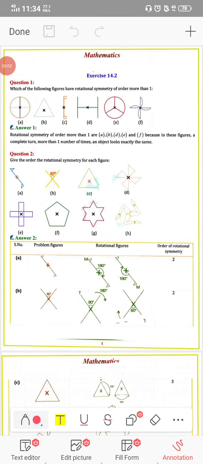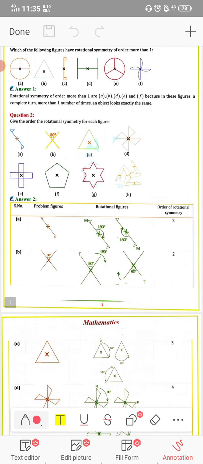Good morning everyone. This is exercise 14.2 and the first question is which of the following figures have rotational symmetry of order more than one. So as I told you, the rotational symmetry order we can find when a figure moves a complete turn and it again gets the same image or same position as it is in the beginning of the rotation. So all the figures A, B, D, E and F are having rotational symmetry with order more than 1.